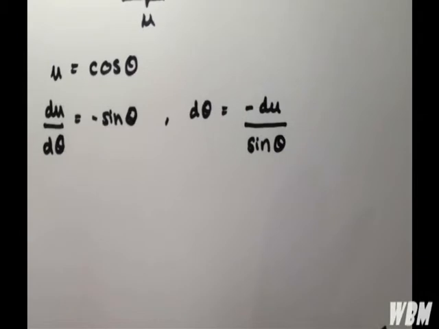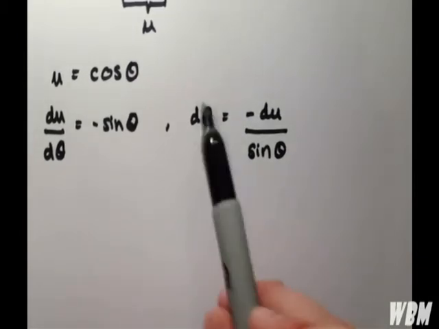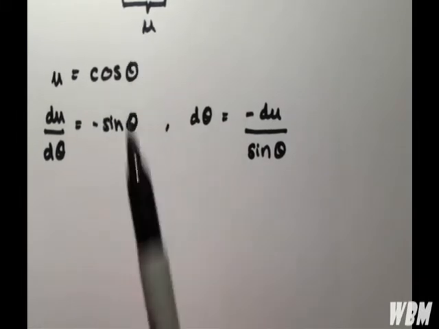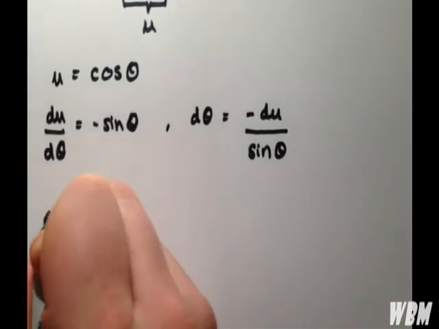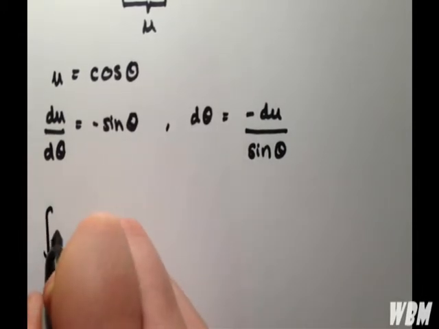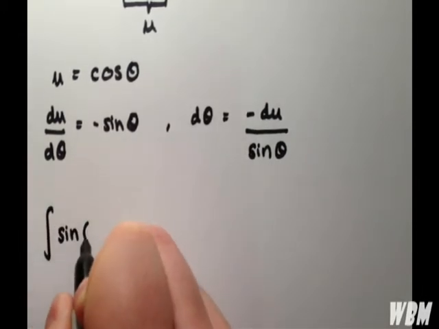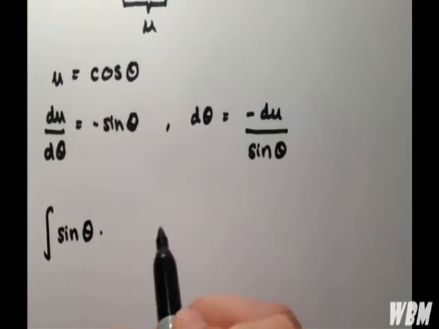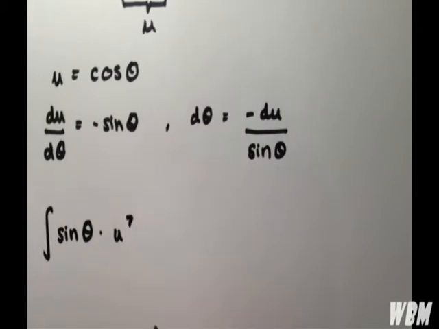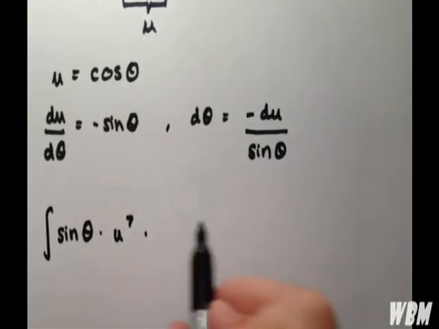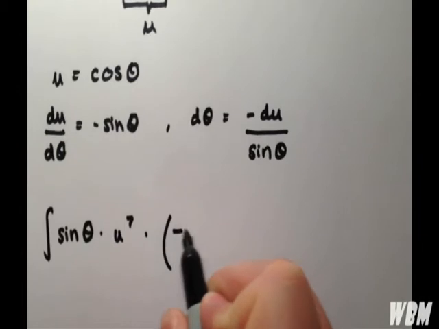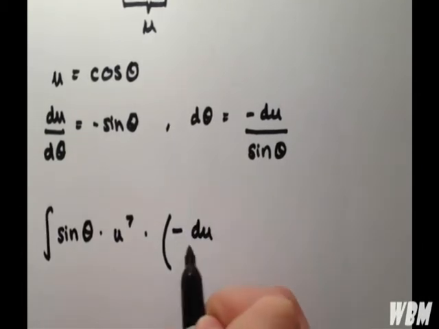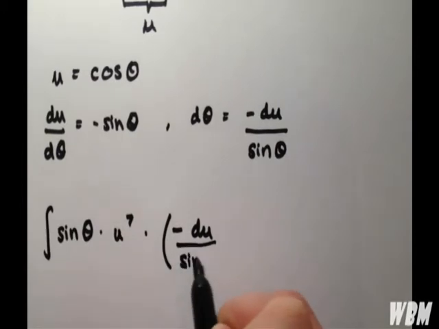Okay, now what we can do is substitute d theta and our u equal to cos theta back into the original equation. So now we have the integral of sine theta times, instead of cos theta to the 7, we have u to the 7, and instead of d theta we simply substitute in minus du over sine theta. I'm going to use a bracket because we have a negative term. That again is a matter of preference.